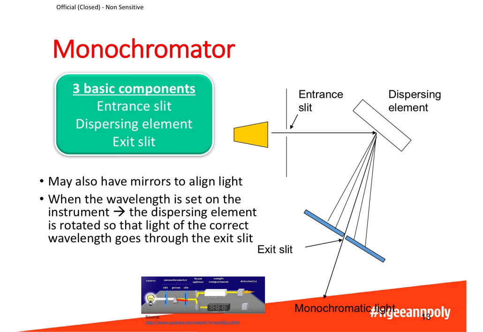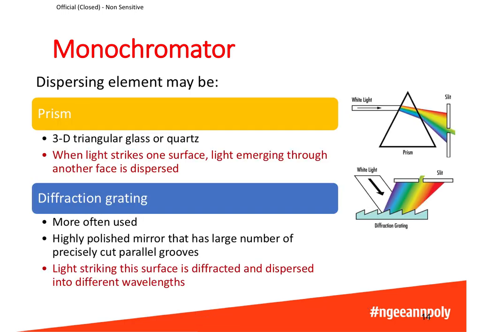When the wavelength is set on the instrument, for example, you key in a particular value, let's say 254 nanometers, then the dispersing element would be rotated so that the light of the correct wavelength goes through the exit slit. The dispersing element in a monochromator may be a prism or a diffraction grating.